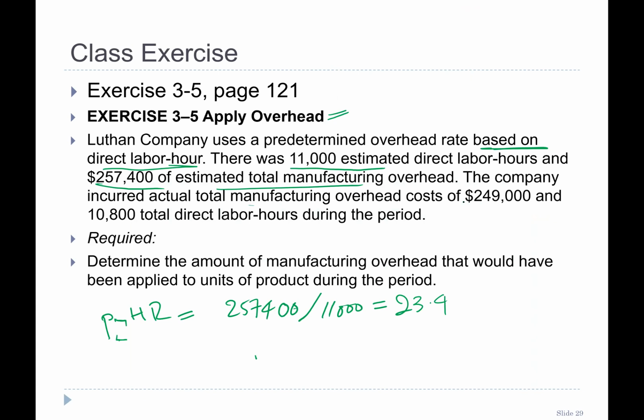The company incurred actual manufacturing overhead cost of 249,000 and 10,800 total direct labor hours during the period. Now the question that I was talking about: can we compare actual cost with the estimated cost? Can we compare this 257,400 with 249,400? David, can we compare? Yes, sir. Can we compare this actual cost with the estimated cost?